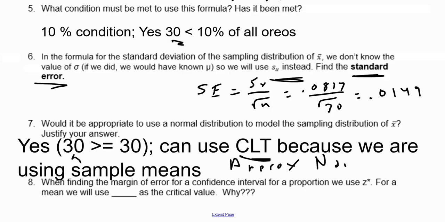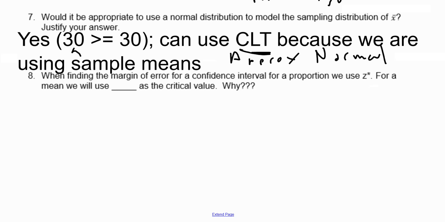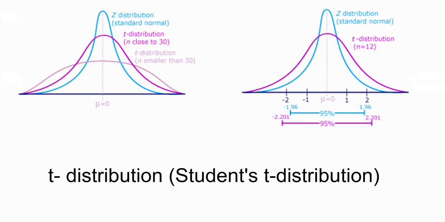All right, now from here, the question is, when finding the margin of error confidence for a proportion, we use a z critical value. For means, however, because we don't know this true standard deviation, we're going to use what's called a t as our critical value. Why? Now, what is this t value that we're referring to? Well, it comes from here, all right, my friends?